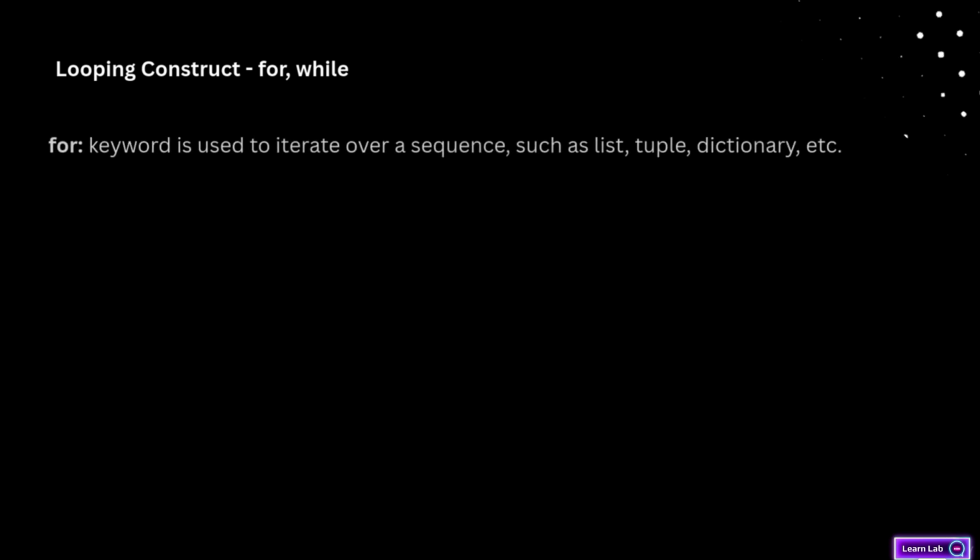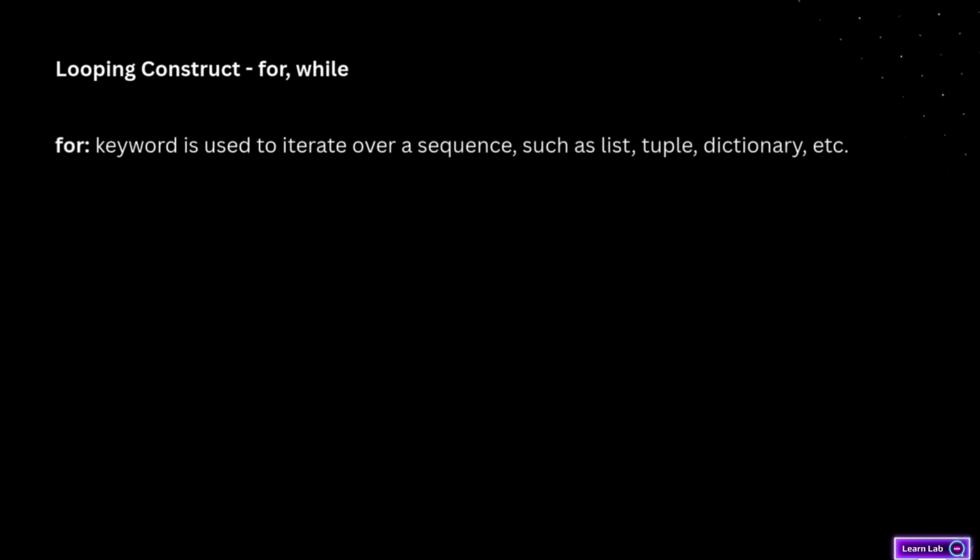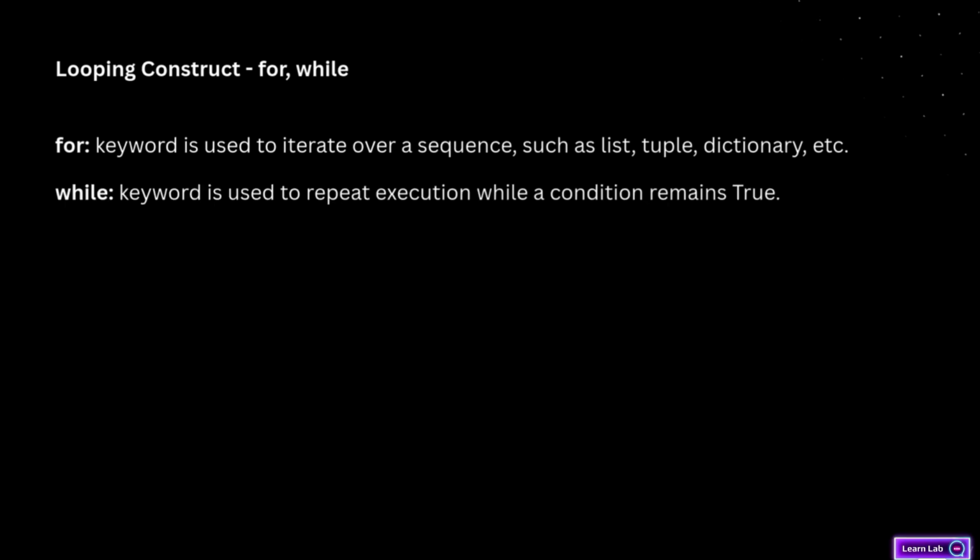The next one is looping constructs, that is, for and while. These keywords are used to execute code repeatedly. The for keyword is used to iterate over a sequence, such as a list, tuple, dictionary, etc. The while keyword is used to repeat execution while a condition remains true. Let us see an example.